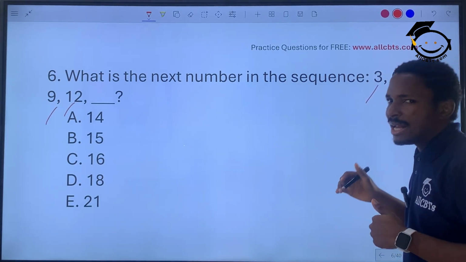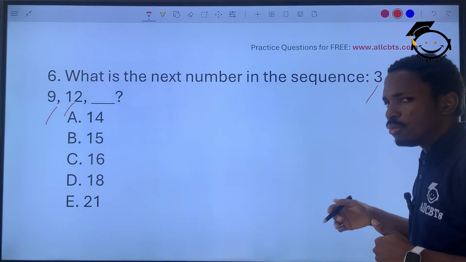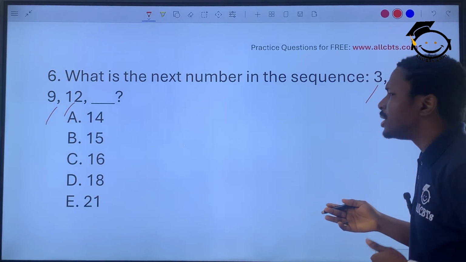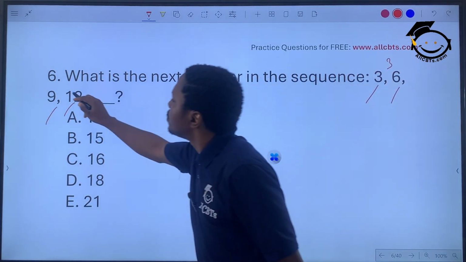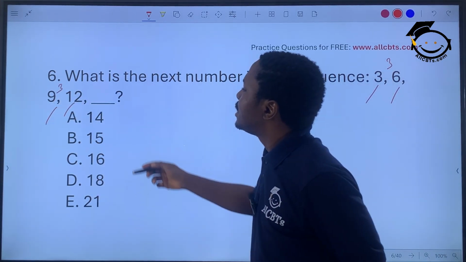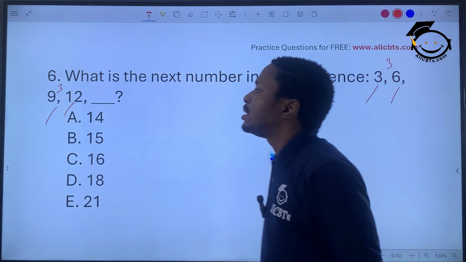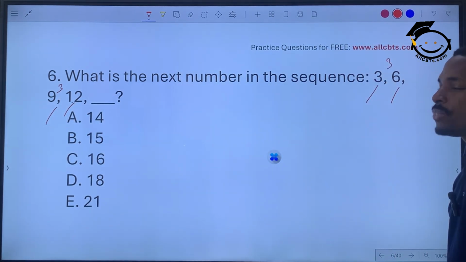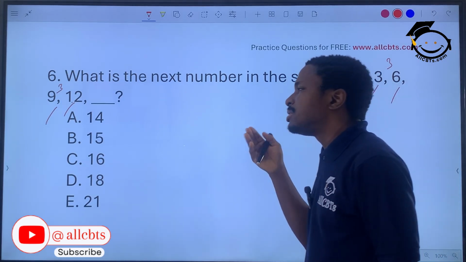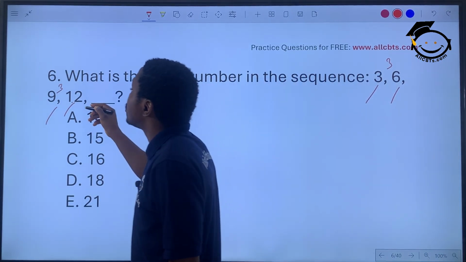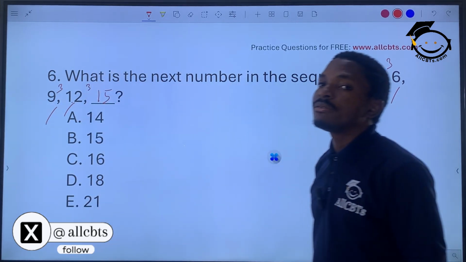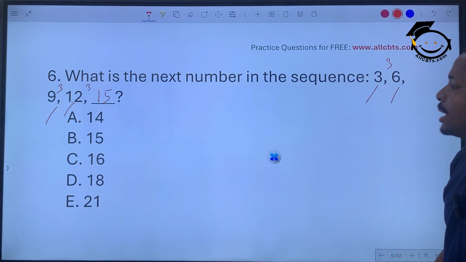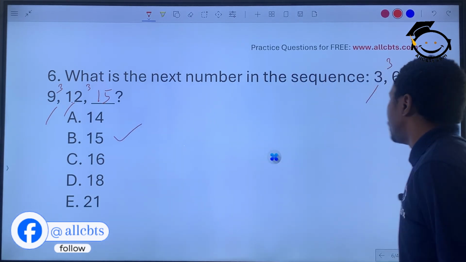You can see an addition of 3, right? Will I be wrong to say there is an addition of 3? There is 3 between 6 and 3. There is 3 between 9 and 6. There is 3 between 12 and 9. So it's logical to believe that the next number will be what? 15, because there will be 3 between 12 and that number, and that gives us option B.